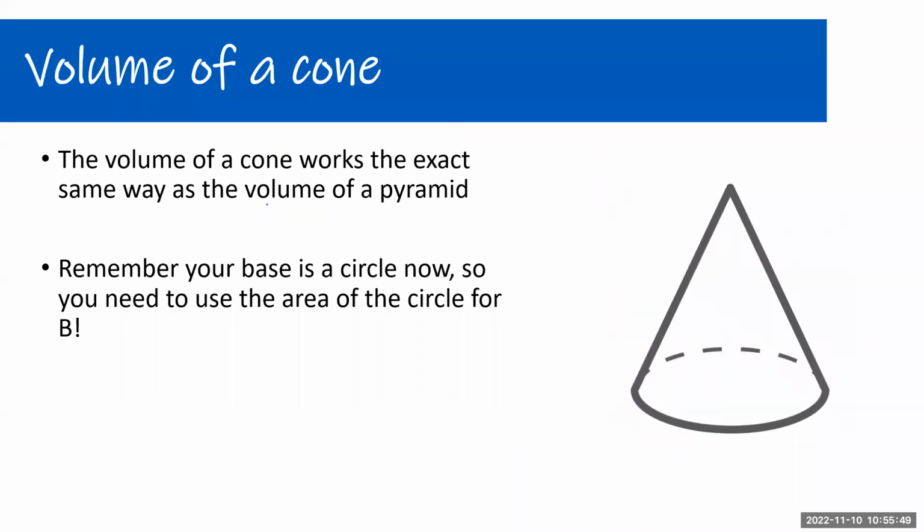Now, the volume of a cone works just like the volume of a pyramid, except remember now we have a circle as our base. So we're going to find the area of that base for the circle, and then we're going to multiply it times 1/3 times that height. Remember the area of a circle is pi r squared. So your volume here is going to be 1/3 times pi r squared times your height.